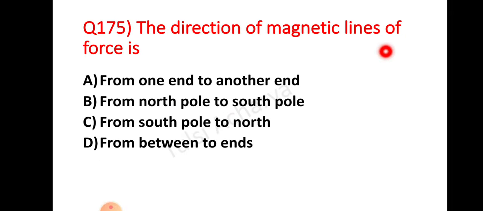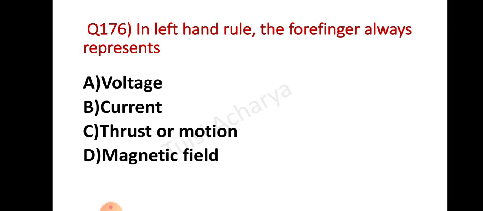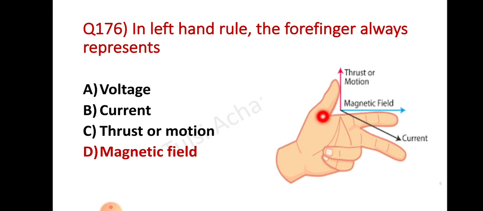The direction of magnetic line of force always starts from north and ends in south. North to south. In left hand rule, the forefinger always represents the magnetic field. That is option choice D.